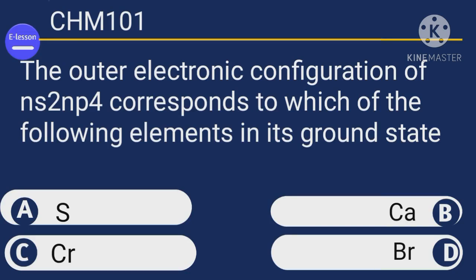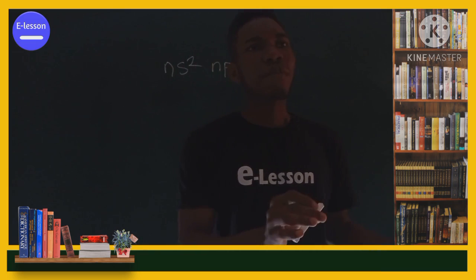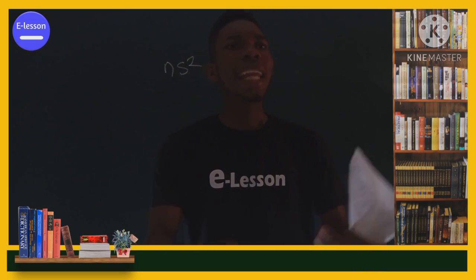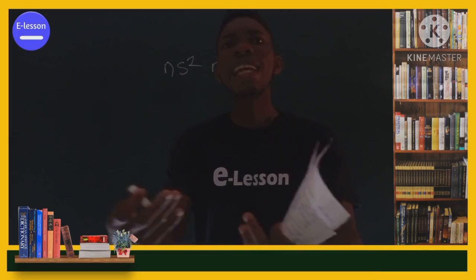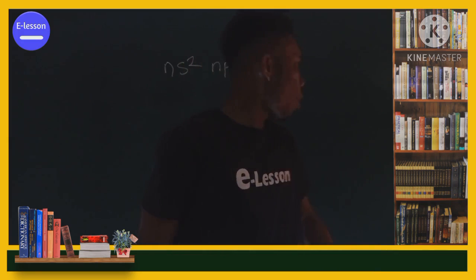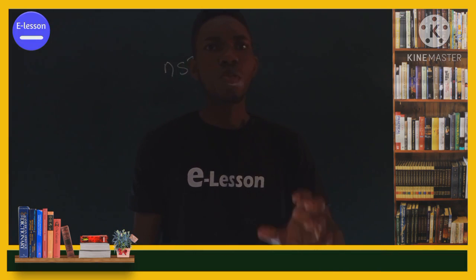The next question says the outer electronic configuration of ns2, np4 corresponds to which of the following elements in its ground state? Now the outer electronic configuration, or the outer valence electrons, is indicative of the group of the element. So whenever you are given ns2 and np4, what group do you think it will belong to?